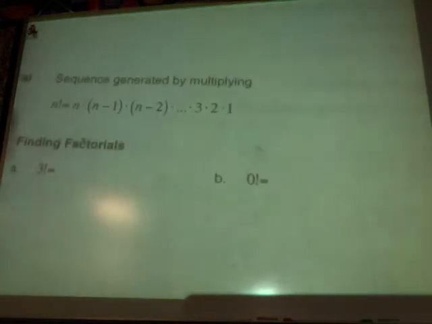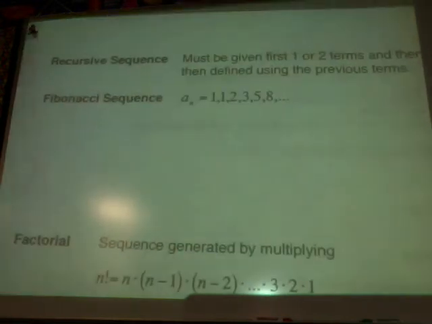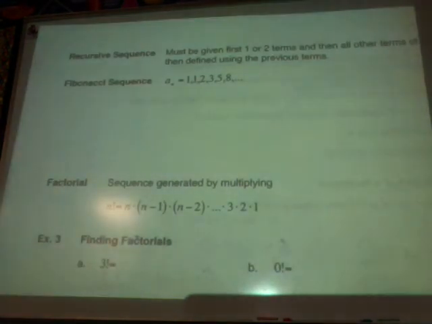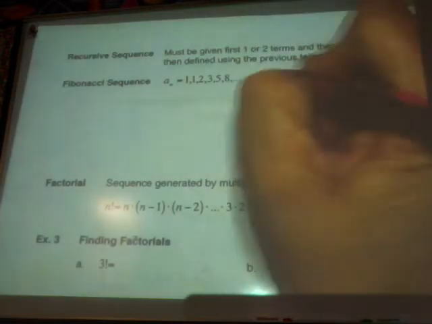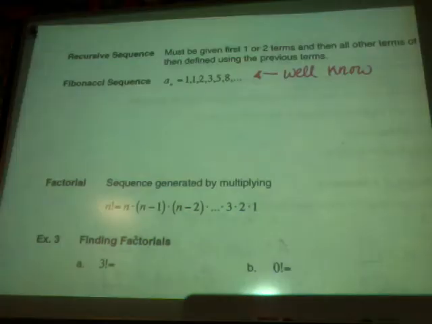We're going to look at recursive sequences. So a recursive sequence just means that you always use 1 or 2 terms from the sequence to get another term. Oftentimes it's the previous term. The Fibonacci sequence is one of the most common that you're going to see. This is well known. You've got 1, 1, 2, 3, 5, 8. What's happening in this sequence?